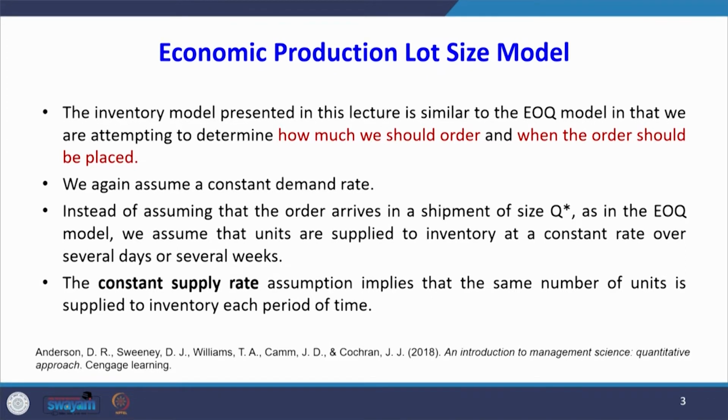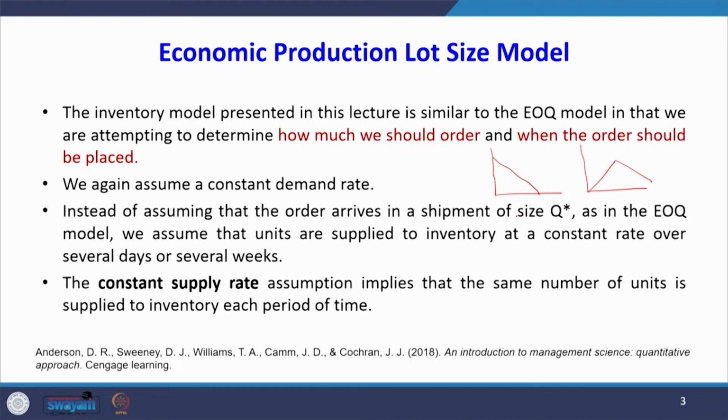Instead of assuming that the order arrives in a shipment of size Q star as in the EOQ model, we assume that the units are supplied to inventory at a constant rate over several days or several weeks. What is the meaning? In the previous EOQ model we assumed it this way, but now we assume that it is not going to come at a time. First we are going to build the inventory, then after that we are going to utilize that inventory.